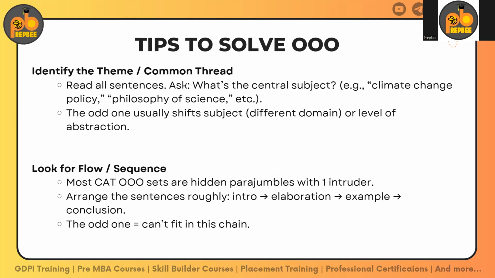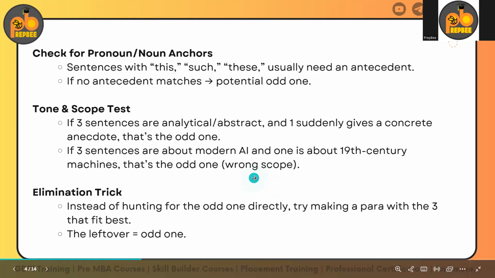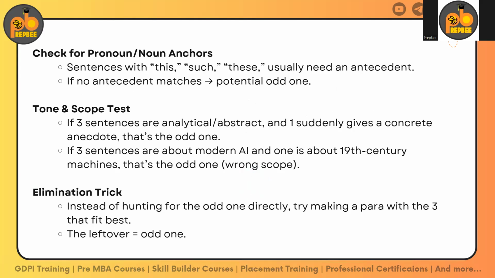Arrange the sentences roughly. Maybe use some technique that I have taught in the previous class. One of them, elaborated here, is this one: introduction, elaboration, example, conclusion. Try to arrange the sentences in such sequences. Maybe cause, effect, anything as such. And then the odd one out, you can identify as something that cannot fit the chain. All right. Now let's see the other tips.